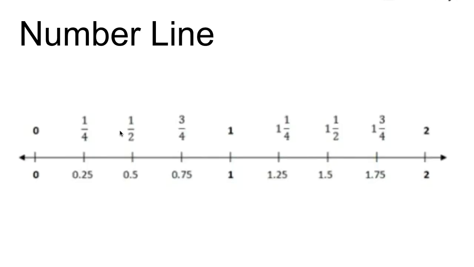Number line. Here is a number line. Remember that fractions can also be decimals and percentages. Over here, we see mixed numbers. That is a whole number with a fraction. On the top, you have a mixed number, and on the bottom, you have the number with a decimal.